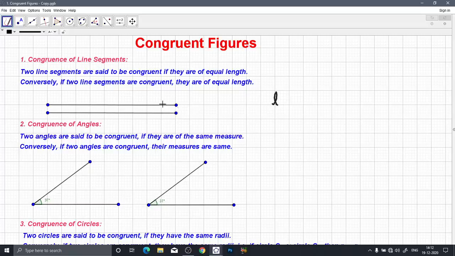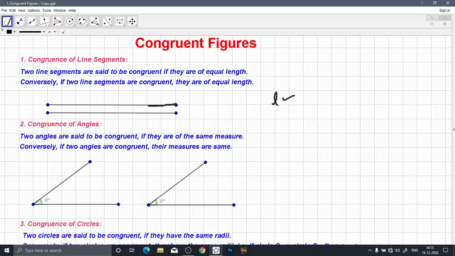Okay, if both the line segments have the same length, or they have equal length, then those two line segments are called congruent line segments. Two line segments are said to be congruent if they are equal in length, because the only variable of these two line segments is length. No width will be there for any line segment or any line. Conversely, if two line segments are congruent to each other, we can already tell that they are equal in length.